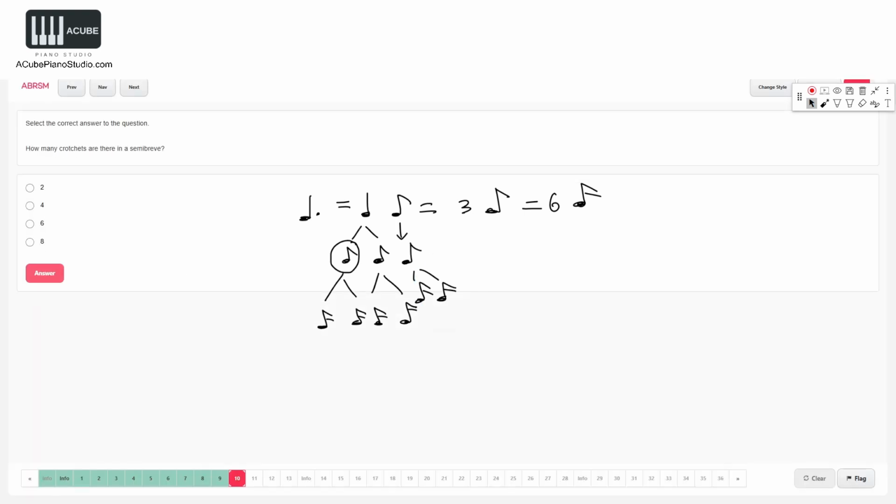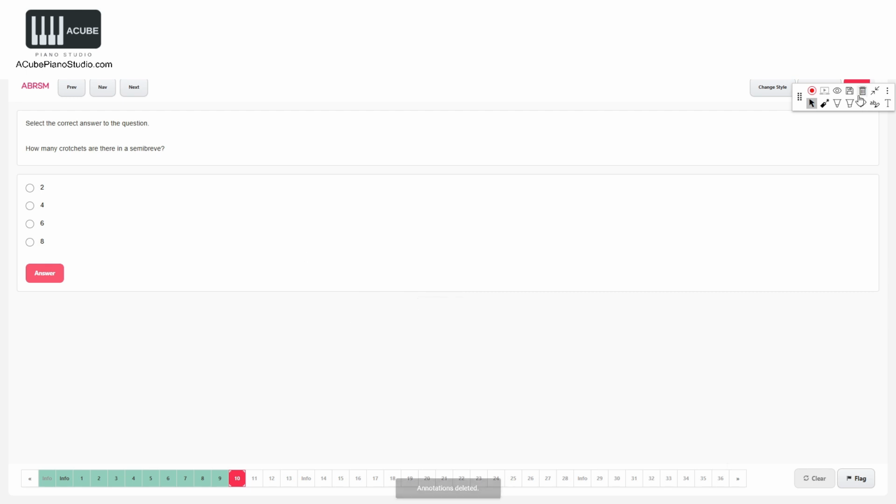Right, let's move on. How many crotchets are there in a semibreve? This one should be a very direct one. So 1 semibreve equals 4 crotchets. So the answer is this one here.